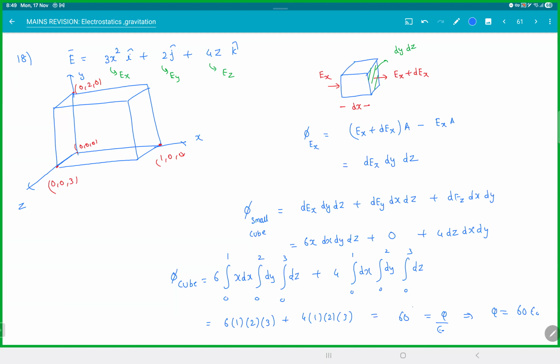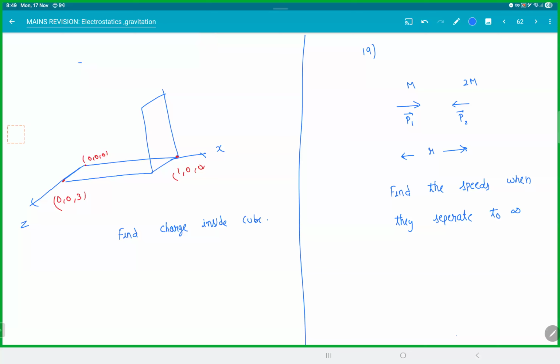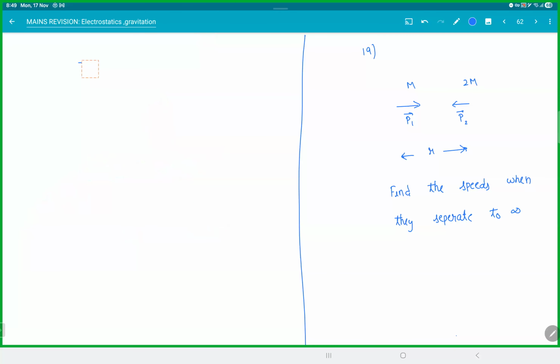That's how you find the flux for this thing. If you remember in the class notes, we did the charge inside a sphere. And there the terms got added up. That was an easier one. What about this one? Two dipoles P1, P2 at a distance r, masses m and 2m. Find the speeds when they separate to infinity.